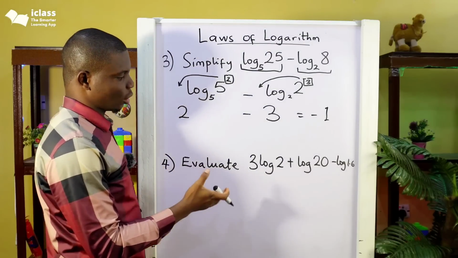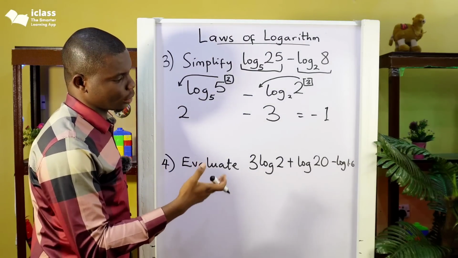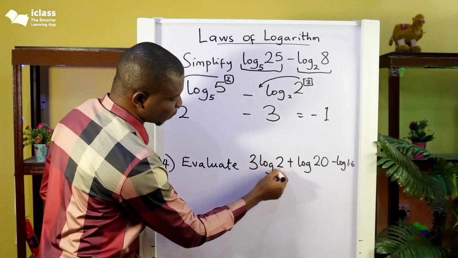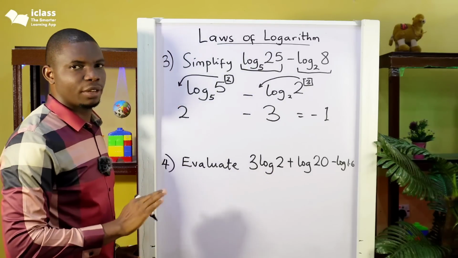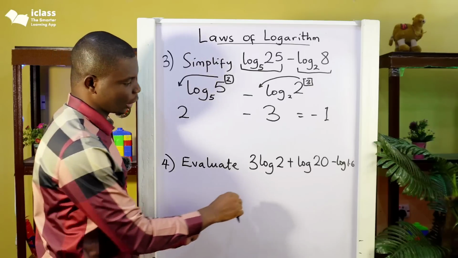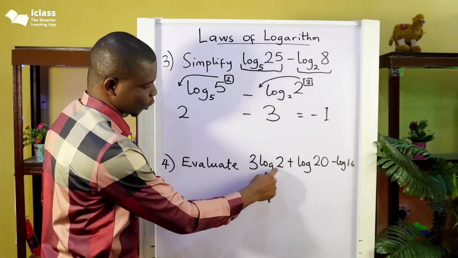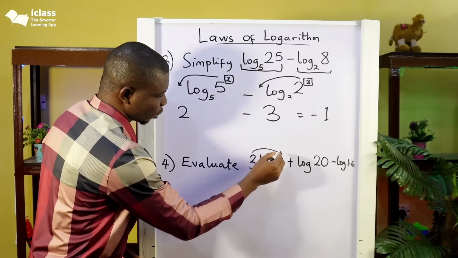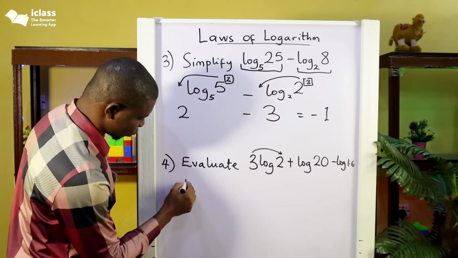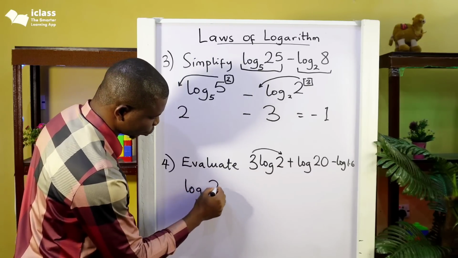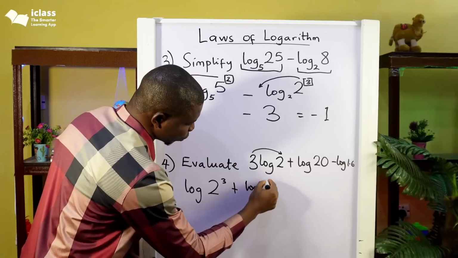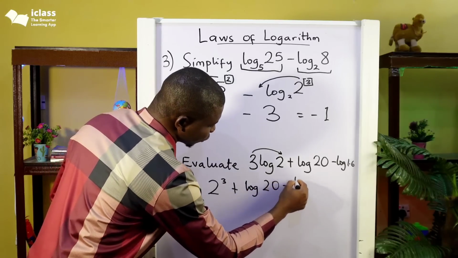Evaluate 3 log 2 plus log 20 minus log 1.6. Now, you're not given the base of this logarithm. Whenever you're not given the base of a logarithm, you take it to be base 10. So this is base 10. All right, I will take this 3 there. So we have log 2 to the power 3 plus log 20 minus log 1.6.